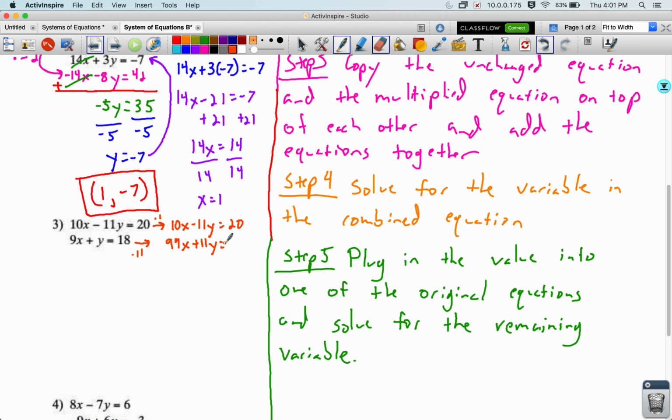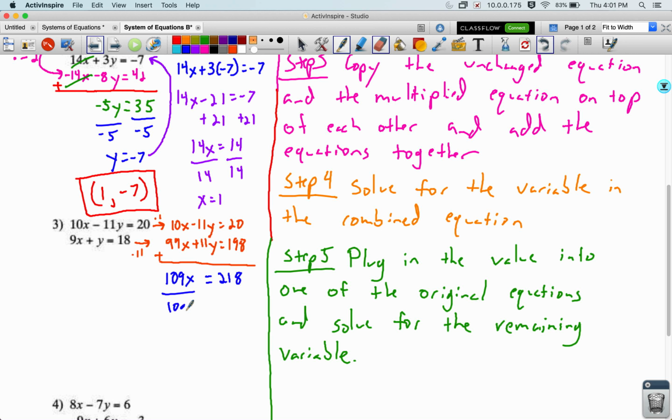which I should have had ready. Learn from my mistakes. Here we go. 18 times 11, 198. Add these together. Now that I've got a 0 pair, I get 109x. The y term cancels, equals 218. Add these together correctly.